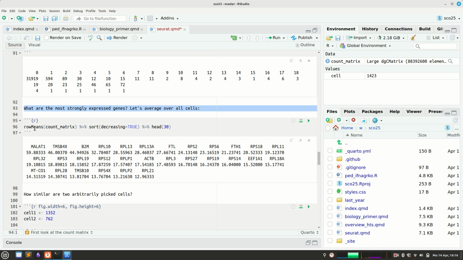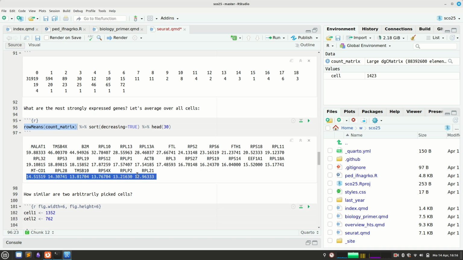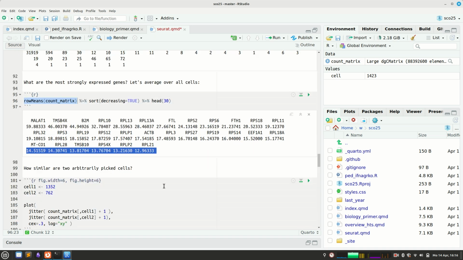strongly expressed genes, averaging over all the cells. And here you see I take the row-wise averages of the matrix. Again, on average, this gene has around 60 reads per cell. This one has 46. And most genes have less than 10 on average.